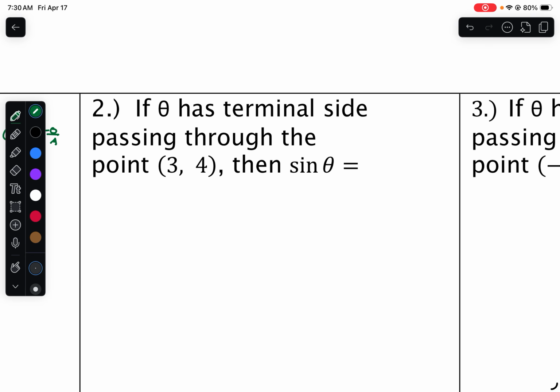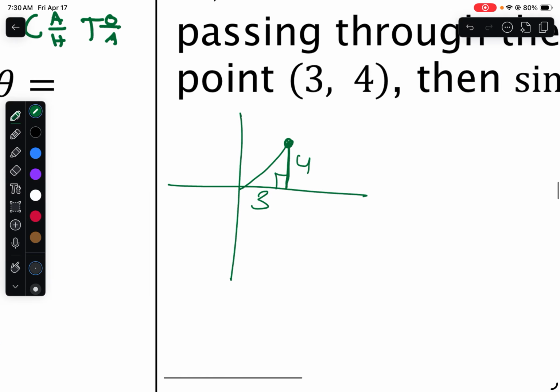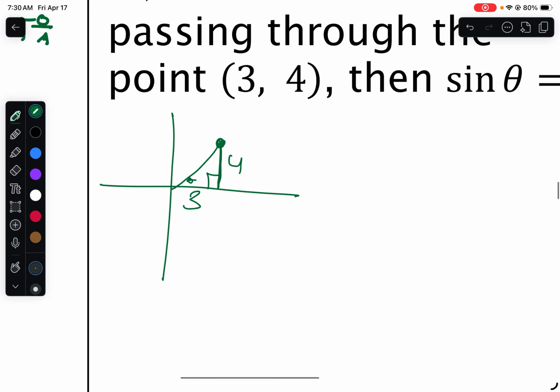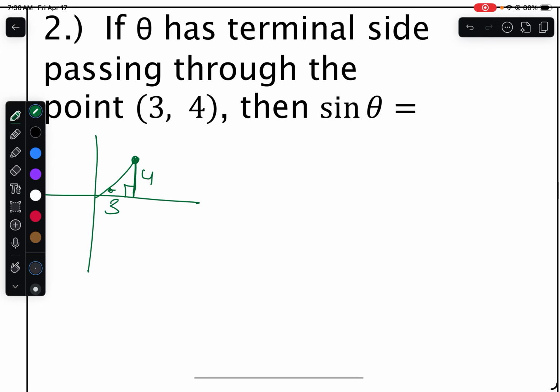All right, let's see. So this one, we can draw our coordinate plane. We're going to plot 3, 4. So that is just in the first quadrant here. We can draw in our triangle. Remember, the right angle of the triangle needs to touch the x-axis. And we can put in theta here. And they want us to find sine. So what I'm going to do here is go do the Pythagorean theorem, unless you know your Pythagorean triples. You could probably just do this in your head.